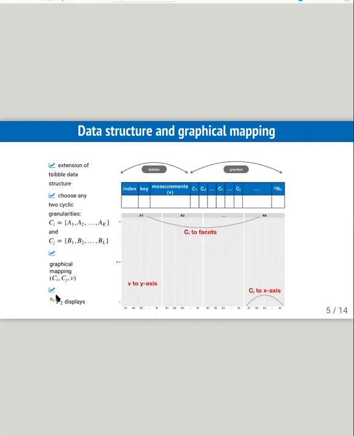Now suppose we have NC cyclic granularities that we would want to consider for our analysis. Then taking two of them at a time and placing one of them on the x-axis and the other one on facet, we can have a total of NC permutation 2 displays that we have to uncover.